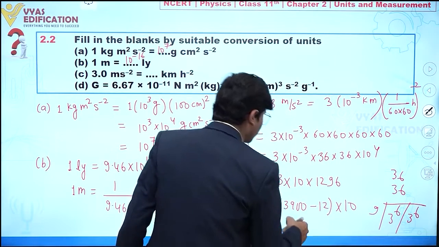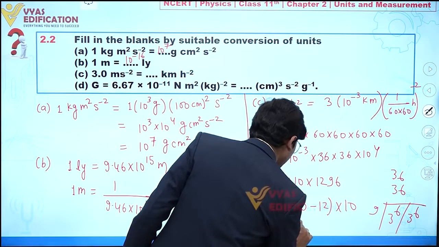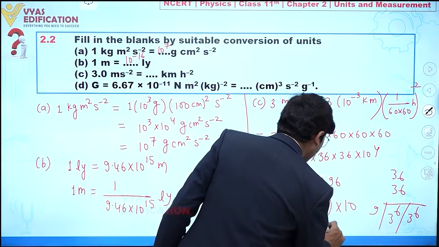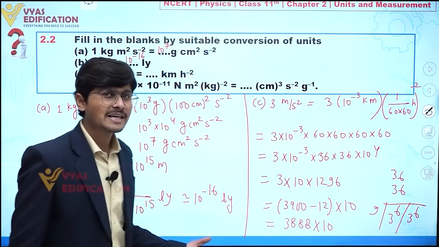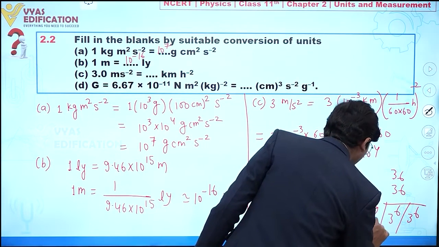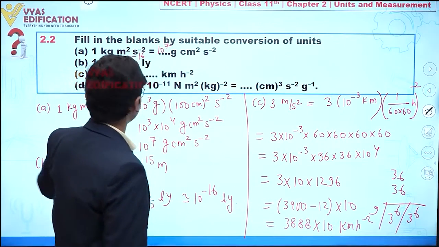So this is equal to what? 3890 and 3888, 3888, clear, and it is multiplied with 10 and this is now converted into kilometer per hour square, clear, kilometer per hour square, or kilometer power minus 2, clear.